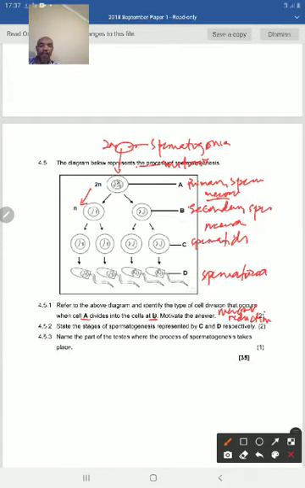State the stages of spermatogenesis represented by C and D. C is formation of spermatids, D is formation of spermatozoa. Name the part of the testis where the process of spermatogenesis takes place: the seminiferous tubules. That's where you get those spermatogonia.